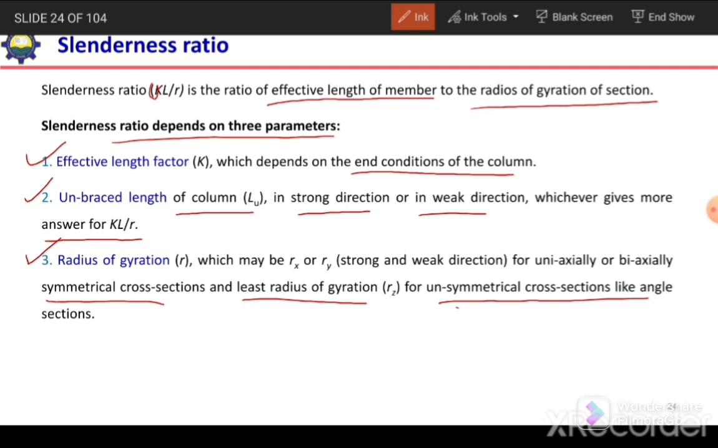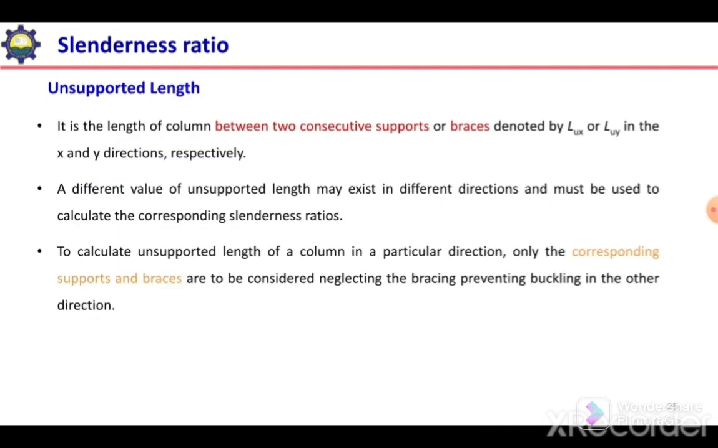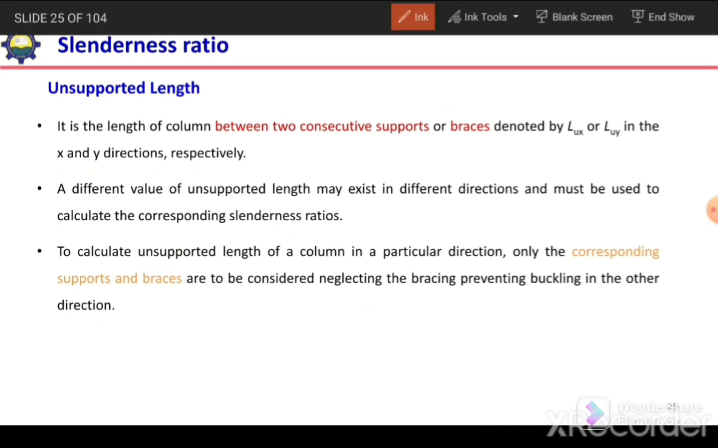So for these factors K, Lu and R, we need to consider the corresponding values. And if we want to get the maximum slenderness ratio, then we need to consider the minimum radius of gyration and maximum effective length or unbraced length. So one by one we will discuss all these parameters: what are these and how we can calculate them?